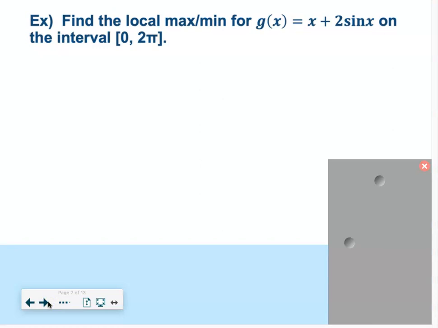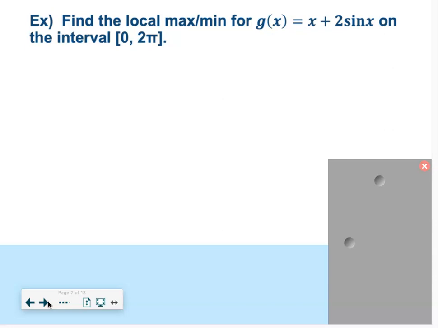Okay, so I found out yesterday after school and again this morning that we are not all super confident in our trig. So we're going to just keep practicing, right? When we're not good at something, we don't avoid it. We jump on it. We tackle it and we repeat it again and again until we get good at it. So find the local max and min for g of x equals x plus 2 sine x on the interval from 0 to 2 pi.